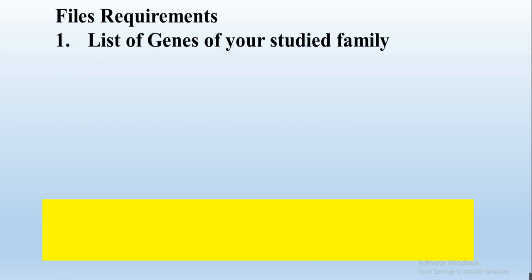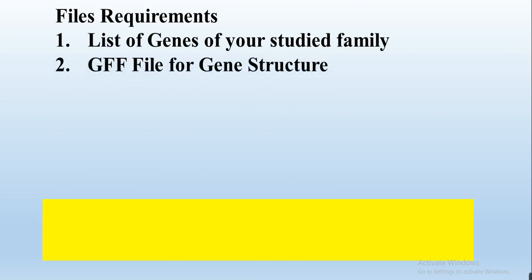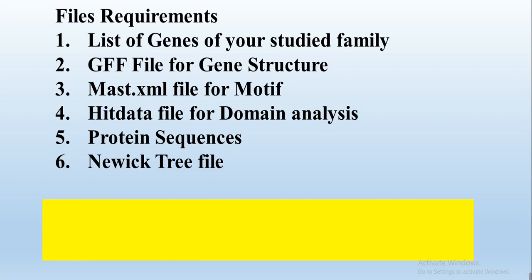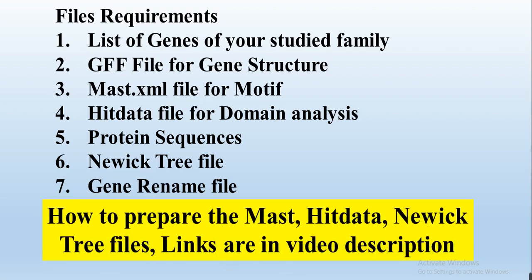For this, we need some files. Number one is a list of genes of your studied family, that is, how many genes are there in the family in which you are working. Another is a GFF file for gene structure, and the XML file for motif analysis. Another is the Hitdata file for domain analysis and the protein sequences of that gene list of the family. And another one is the Newick tree file, and another is a gene rename file. These seven files we need for constructing these three analyses in one frame.